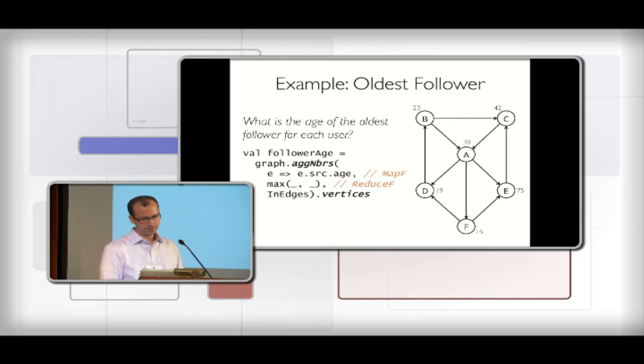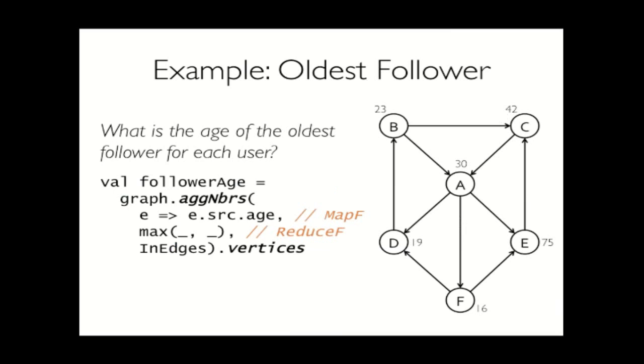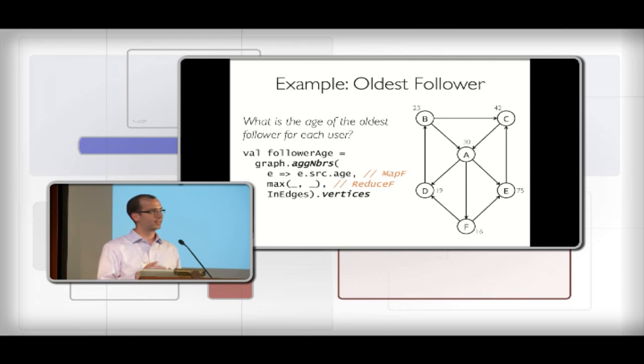Okay, so here's what the function looks like. I'm going to compute the follower's age using the aggregate neighbors function. So I have to define a map function and a reduce function. My map function takes the edge, gets the source vertex, gets the age of that vertex and just returns it. So that's the map function. And my reduce function is just going to take the max of the two values. And so executing this and then saying dot vertices, getting the vertex view, will return a table which has the oldest age of the follower for each vertex. So if I wanted to know how many users have really old followers, I could do this and get an estimate of the age of the oldest follower.